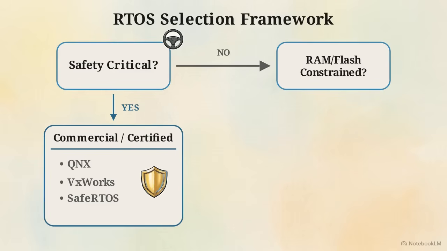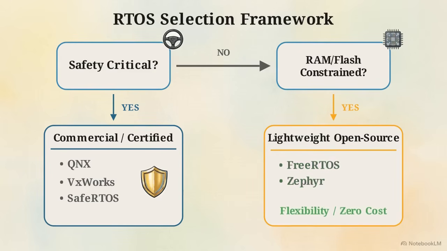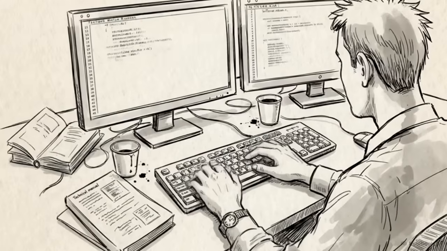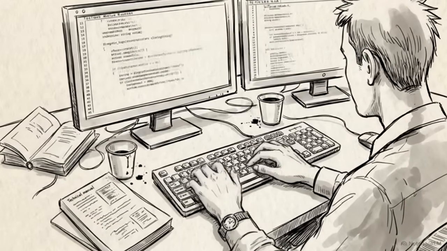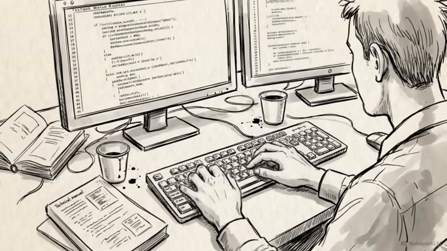Are you heavily constrained by RAM and flash memory? The yes routes you to FreeRTOS or Zephyr. These offer maximum architectural flexibility at zero licensing cost. The required trade-off here is labor. Your engineering team has to be prepared to handle all of their own middleware integration from scratch.